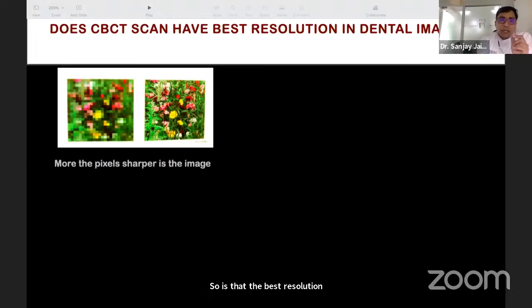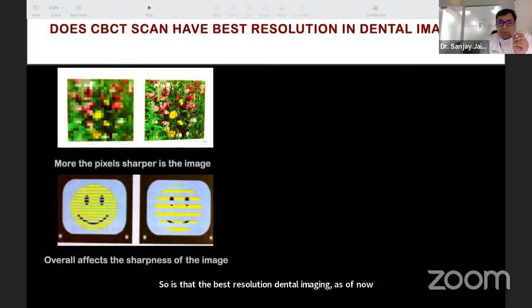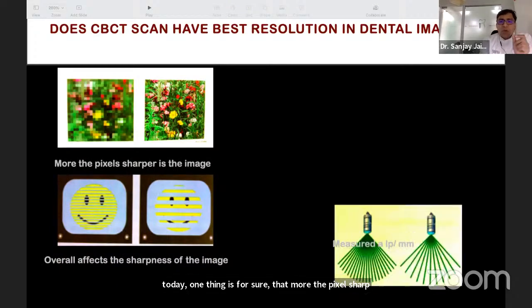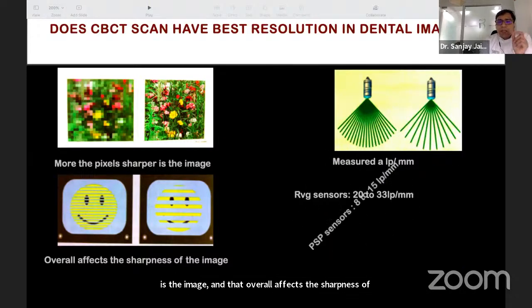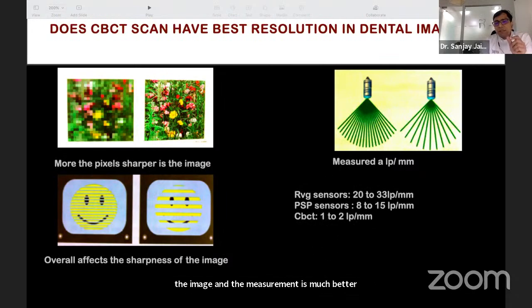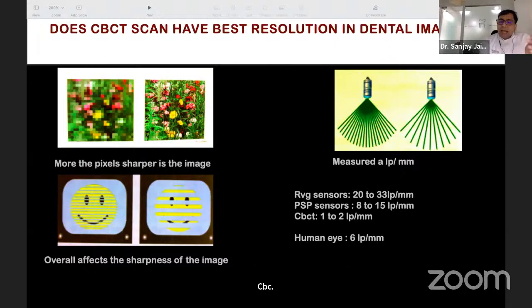As of today, one thing is for sure: the more the pixels, the sharper the image, and that overall affects the sharpness of the image. The measurement is much better with CBCT compared to our naked eye. When the human eye is compared with CBCT, CBCT is at least 5 times better as far as interpretation is concerned. And when we talk about RVGs and other phosphor sensors, CBCT is far, far ahead.